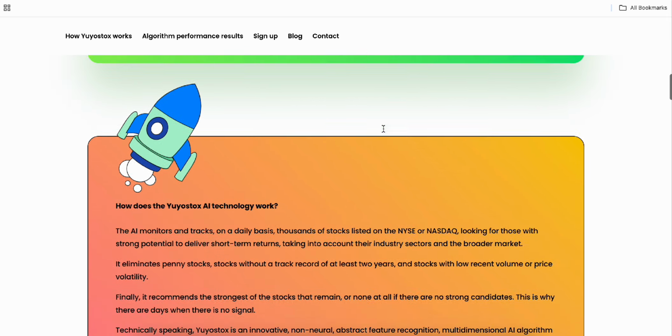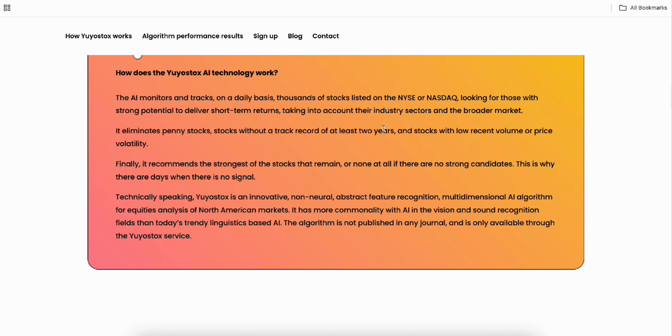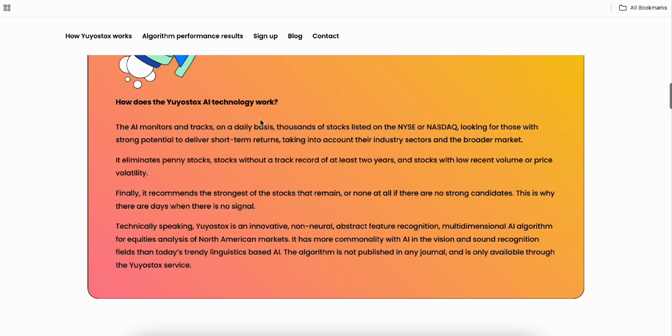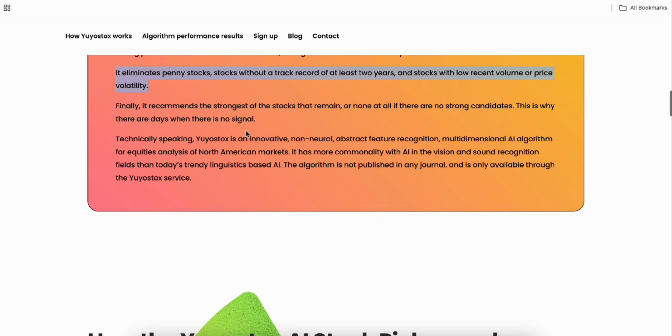One of the things that I do like is that they give some clues on their strategy. Basically, it's like a screener. It monitors and tracks on a daily basis thousands of stocks, and picks stocks that have a strong potential to deliver short-term returns. It eliminates penny stocks without a track record and low recent volume. That's a very good idea if you are trying to build a stock screener.